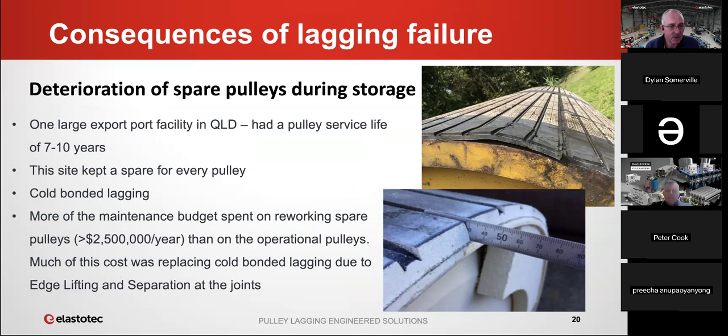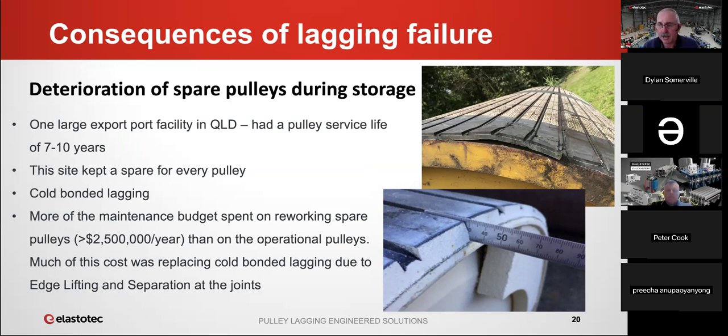This is the last failure mode that we'll look at, which is deterioration of spare pulleys during storage. This is predominantly involved with cold bonded lagging. And these examples are for a large export port in Queensland. Most of their pulleys would last 7 to 10 years in service. They carry a spare pulley for every location. So the pulleys sit in the warehouse for 7 to 10 years. Now this site would pull them out to check them before they would install the spare pulley.